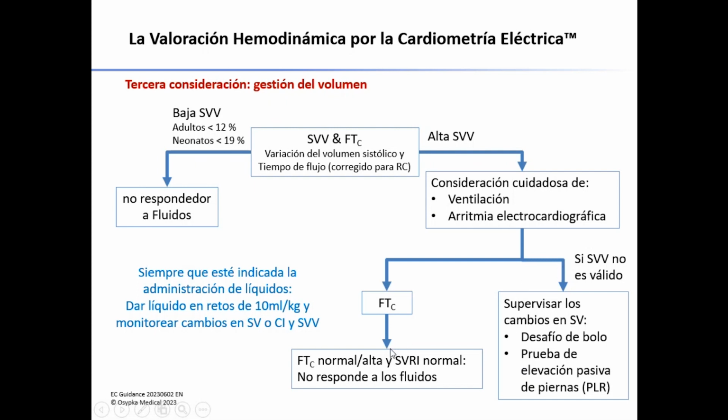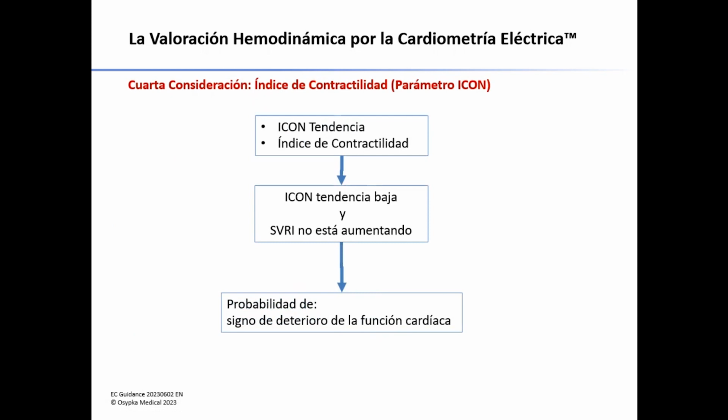If corrected flow time is normal and we have a normal systemic vascular resistance, no fluids need to be given either. So it's basically always some kind of a flow chart. And the last consideration is we look at the trend of the index of contractility. So if the index of contractility is low and stays low through therapy, and the systemic vascular resistance is not increased, then we probably have a situation of compromised cardiac function.